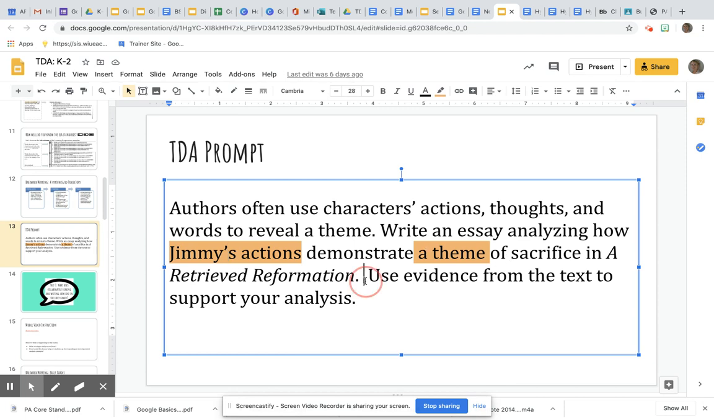The third sentence is always the same. Use evidence from the text to support your analysis. Each prompt follows that specific formula. And both of these reading elements come from the standards at the grade level that the prompt is written for.